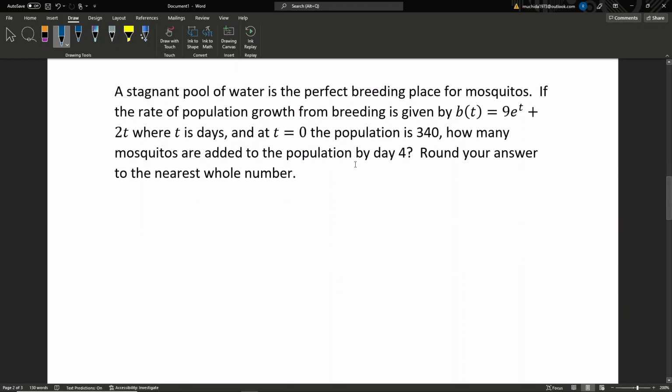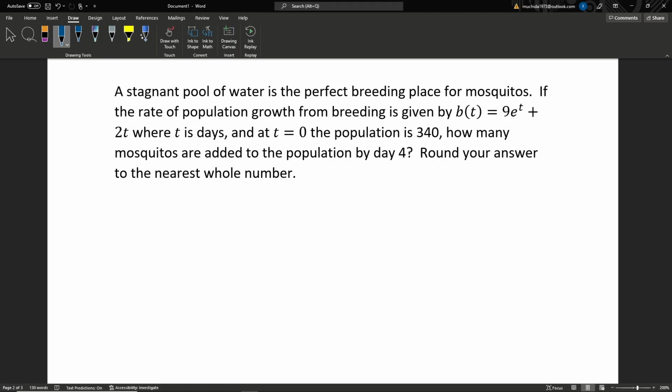Now another example is a stagnant pool of water is a perfect breeding place for mosquitoes. If the rate of population growth from breeding is given by b of t equals 9e^t plus 2t, where t is in days, and at t equals 0 the population is 340, how many mosquitoes are added to the population by day 4? Round your answer to the nearest whole number.